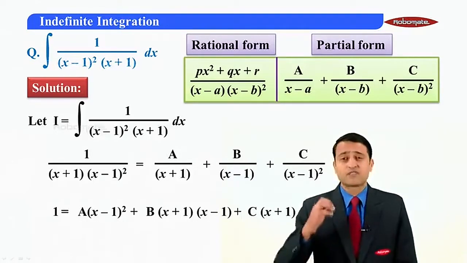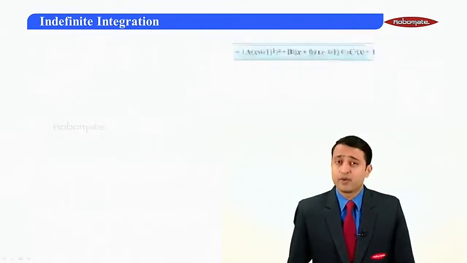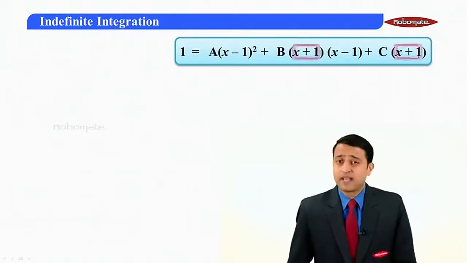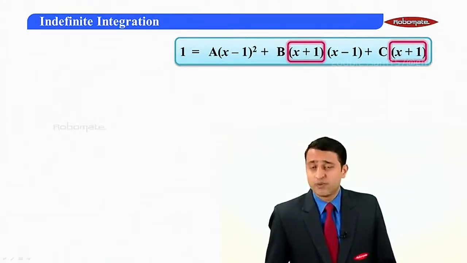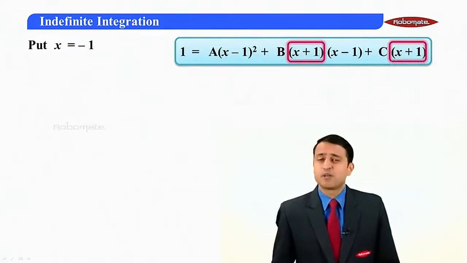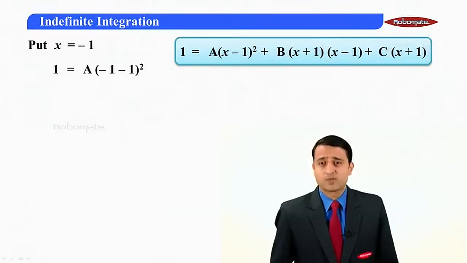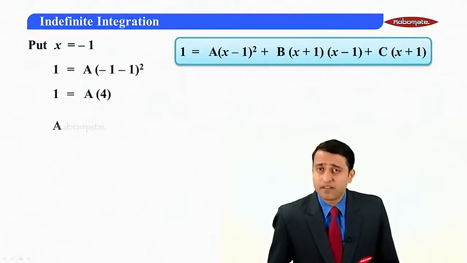Now first we can find the value of A, and to find the value of A, what we need to do is put the value of x as equal to minus 1, because B and C have multiplication with x plus 1. So let's put x is equal to minus 1. What we get is 1 is equal to A into (minus 1) the whole square. That is nothing but A is equal to 1 by 4.